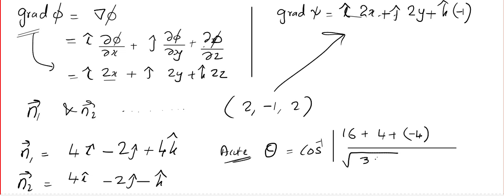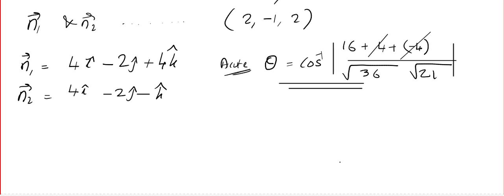That will be 6 and root under 16 plus 4, 20, 20, 21. So that's it, you simplify and keep that answer. Okay, now I saw another question which is very similar, which you can practice by yourself.